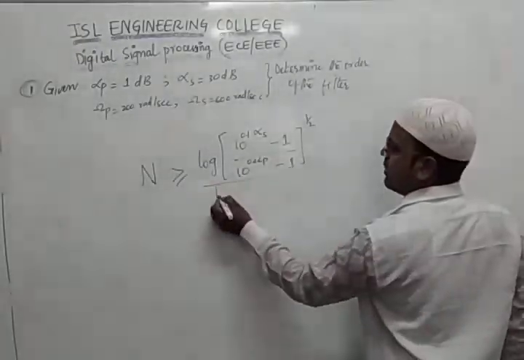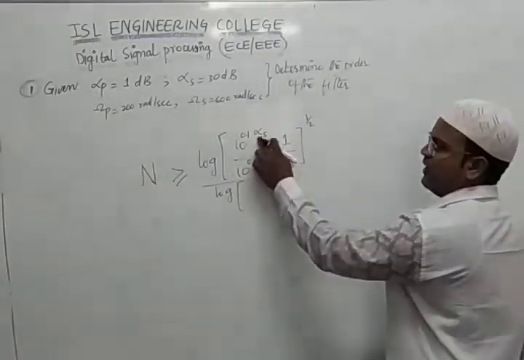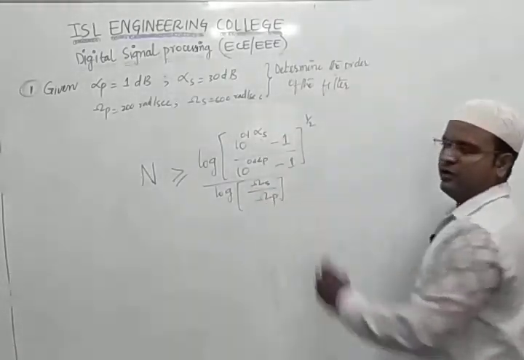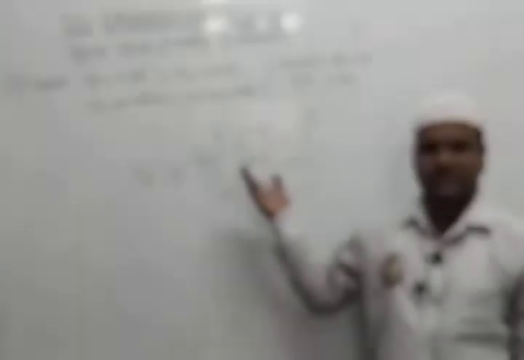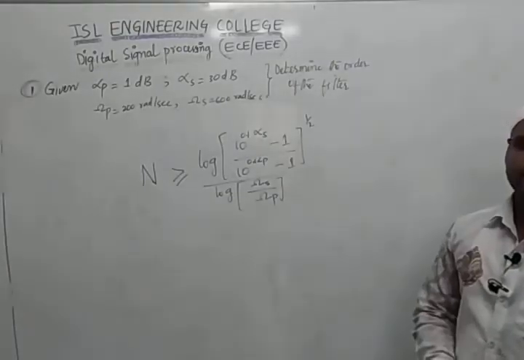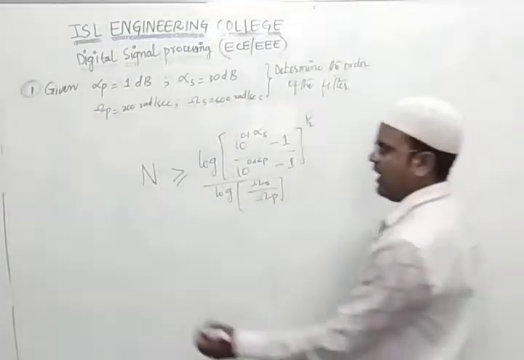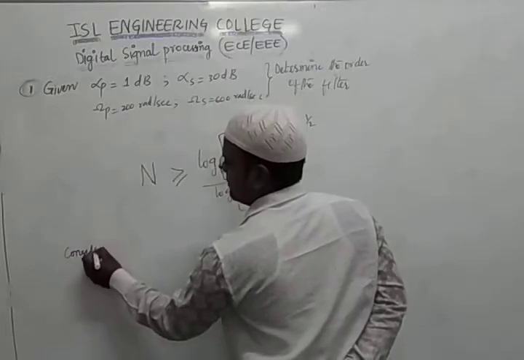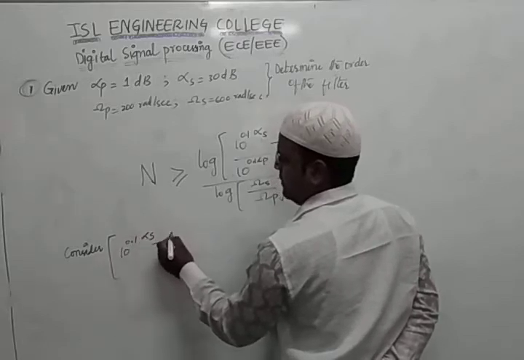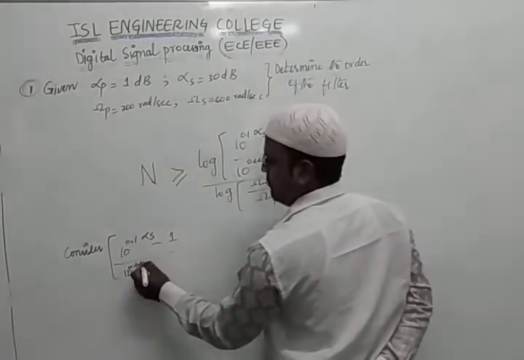By, again it is logarithmic of, frequency of stop band by frequency of pass band. So we had alpha s, alpha p, omega s, omega p. We can take those values and substitute. Since substituting directly will be complex, I'll find this factor separately, then put the value in the order of the filter. So let us consider 10 power 0.1 alpha s minus 1 by 10 power 0.1 alpha p minus 1.